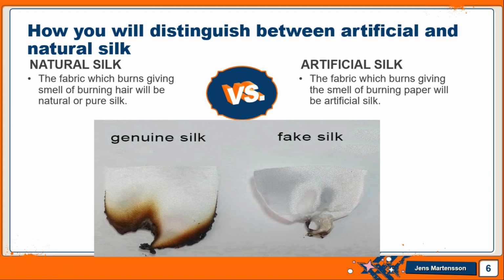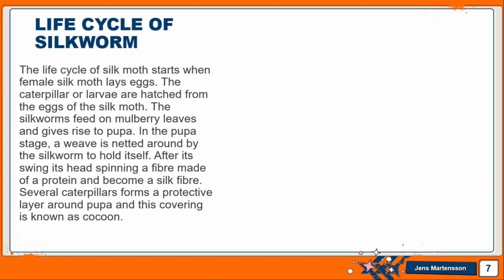Now comes the most important part, the life cycle of silk. Like humans, who have different stages of life, the silkworm also has them. In humans, a child is born, and this child turns into a teenager, then the teenager becomes an adult, and the adult becomes old. This way it is continuous. Similarly, the life cycle of the silkworm also continues.